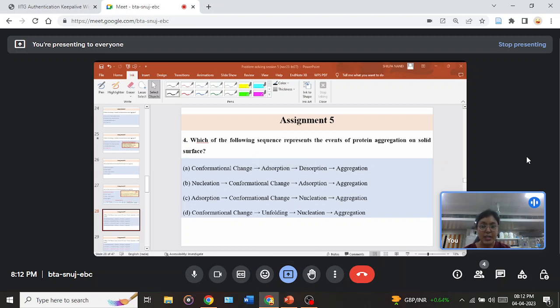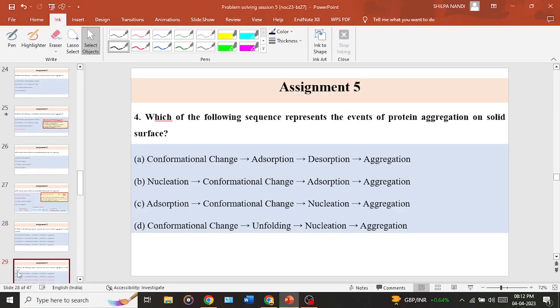Okay, so Amardeep said that the answer is C, which is firstly we have adsorption, then the protein undergoes conformational changes, then we have nucleation, that is formation of nuclei, and lastly we have the formation of aggregates or fibrils at the surface. So Amardeep, you are correct. Your option C is the correct answer to this particular question.